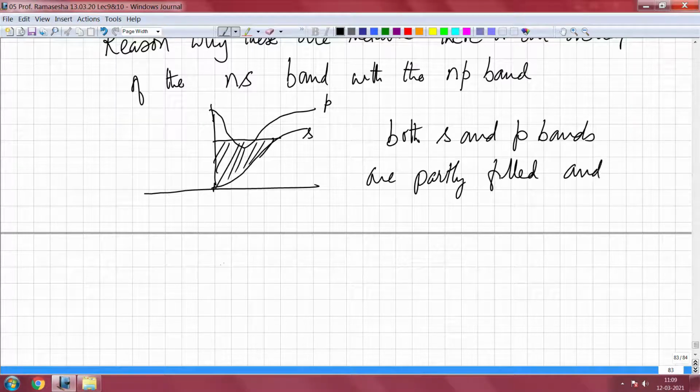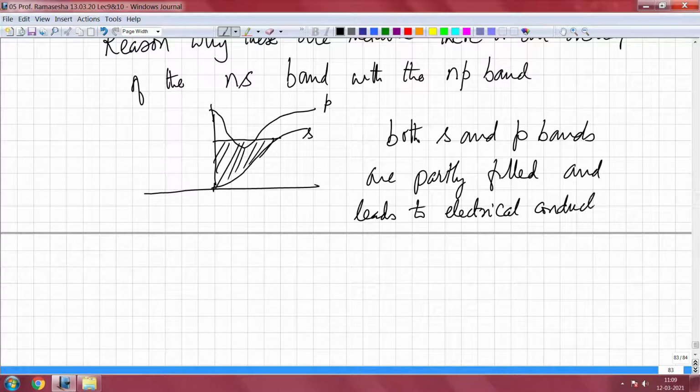and lead to electrical conduction. That is to say that electrons in this band, for example somewhere here, can actually move up in this band when you apply an electric field, and same is the case with electrons in the upper band, they can also start moving up. And because of that overlap of the two bands, the S and the P bands, you will have conductivity in these systems which is metallic.